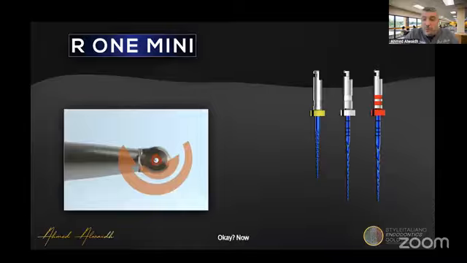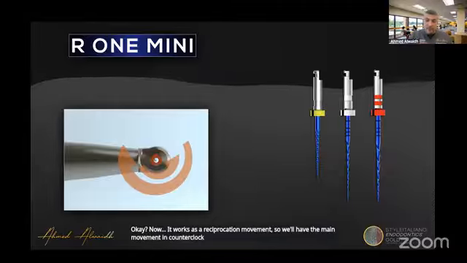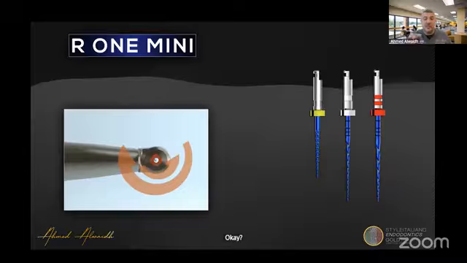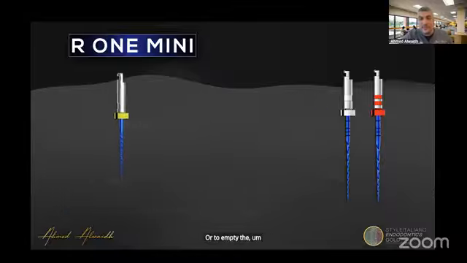Now, it works as a reciprocation movement. So we'll have the main movement counterclockwise, 150 degrees, and then the file will go 30 degrees clockwise as a relief or release to empty the debris.